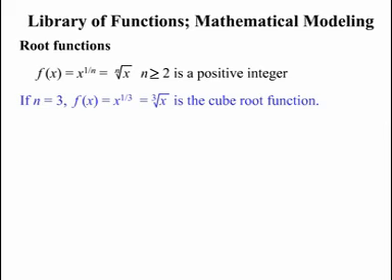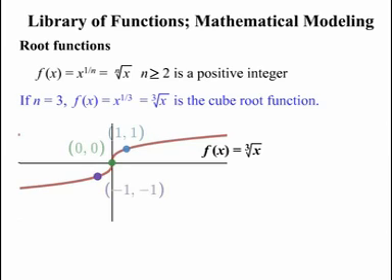If n = 3, f(x) = x^(1/3), which equals the cube root of x. And this is the cube root function. If you look at the graph, you can see that it is clearly symmetric about the origin. Therefore, it is an odd function.